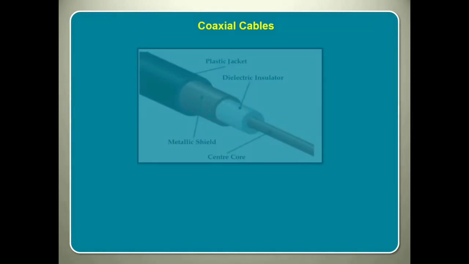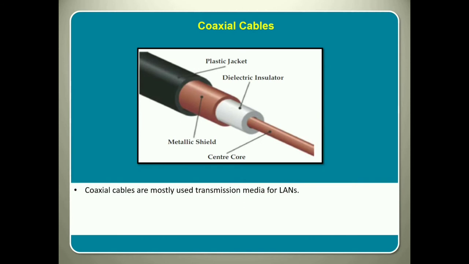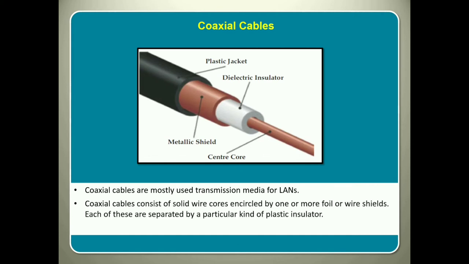Next is about coaxial cables. Coaxial cables are the most used transmission media for LANs. Coaxial cables consist of solid wire cores encircled by one or more foil or wire shields. Each of these is separated by a particular kind of plastic insulator. The shield provides the ground and the inner core carries the signal.